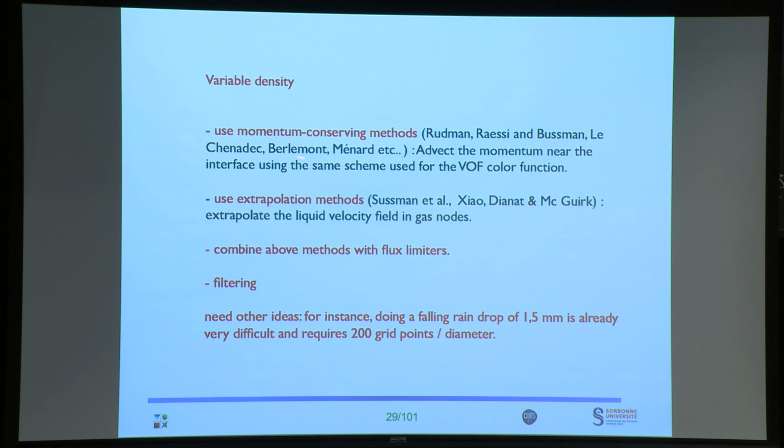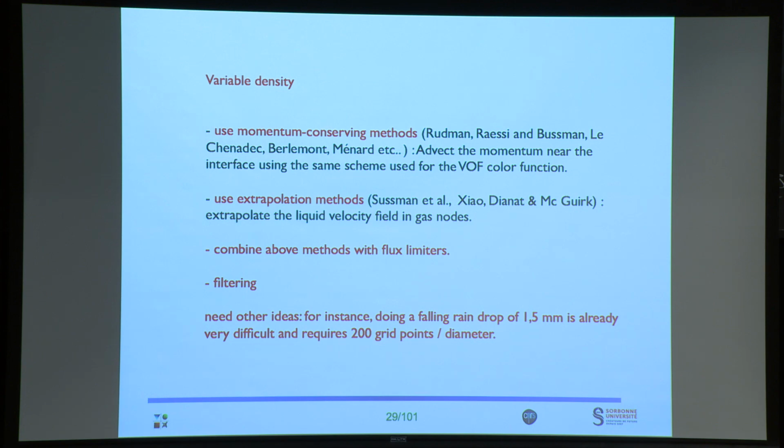We have variable density issues. There are many ways to deal with variable density, the so-called momentum conserving methods, which are actually consistent VOF methods. That is, they advect the momentum near the interface using the same scheme used for the VOF color function. So you have this scheme that involves reconstruction and then various advection schemes, and you do exactly the same one to advect the momentum. You reconstruct the interface, and then you can find from the interface reconstruction how much momentum to advect. You can use extrapolation methods. You can combine the methods with flux limiters. You can use filtering.